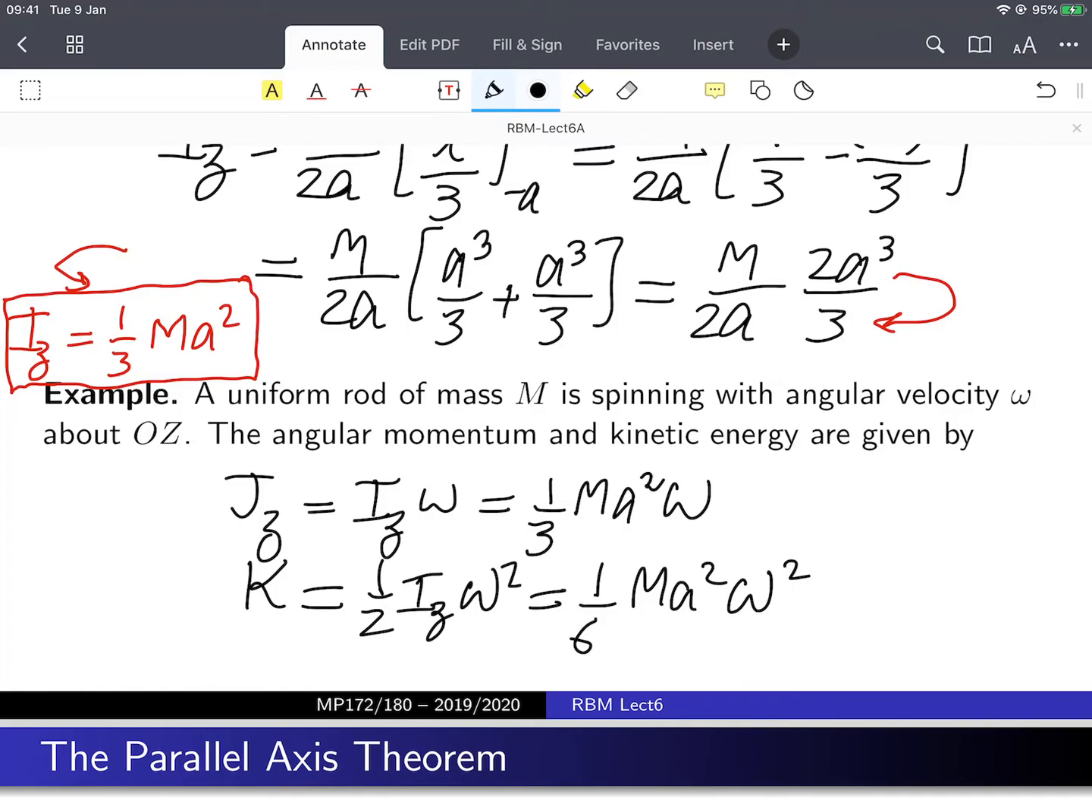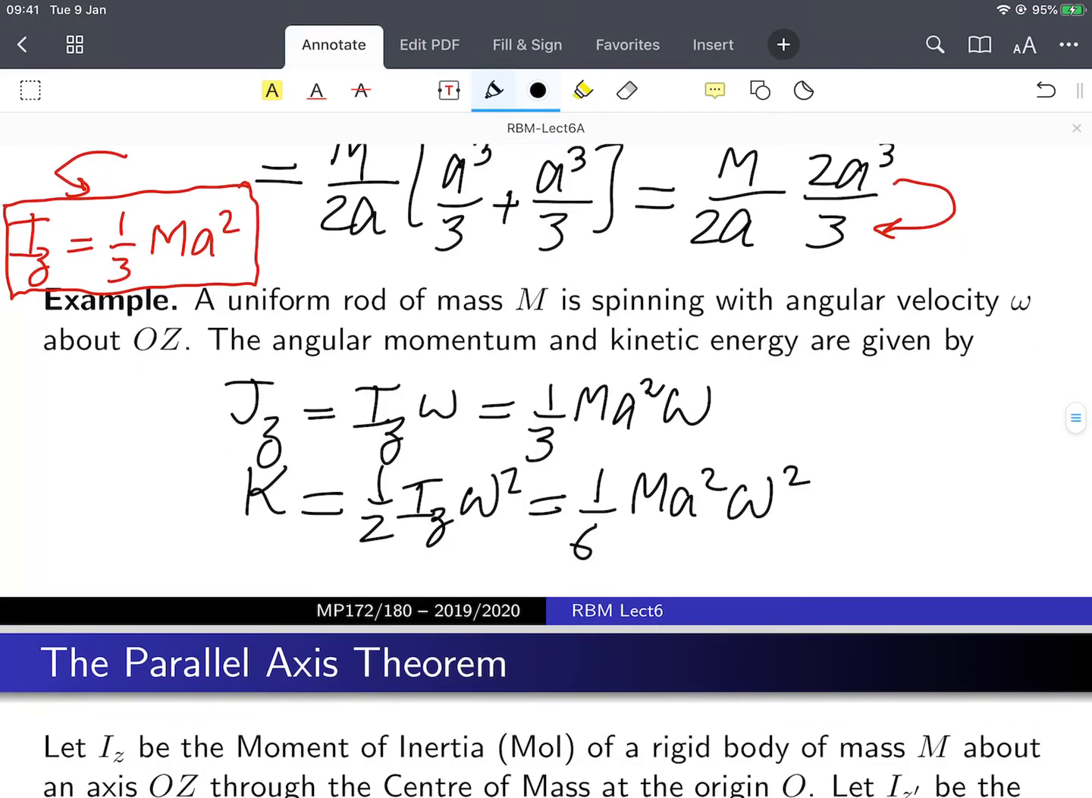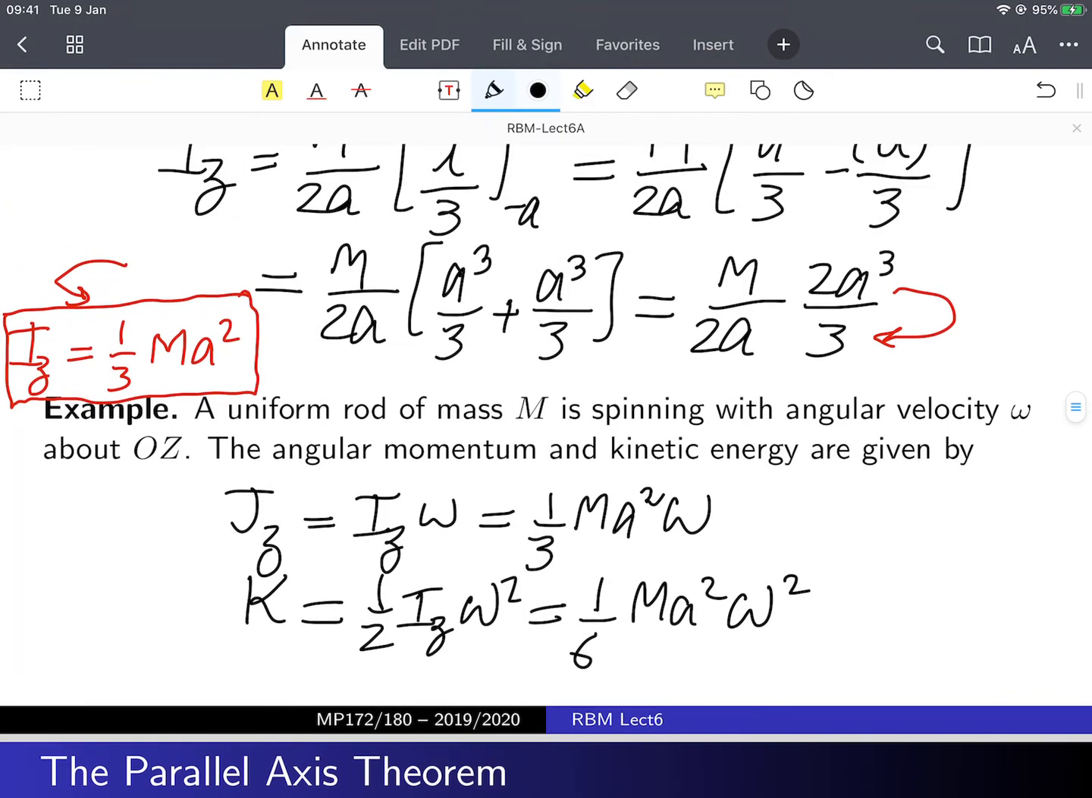We can do the parallel axis theorem. Brilliant. We can do it in all generality. So it's a nice proof. I'm going to do that. First we take a break.